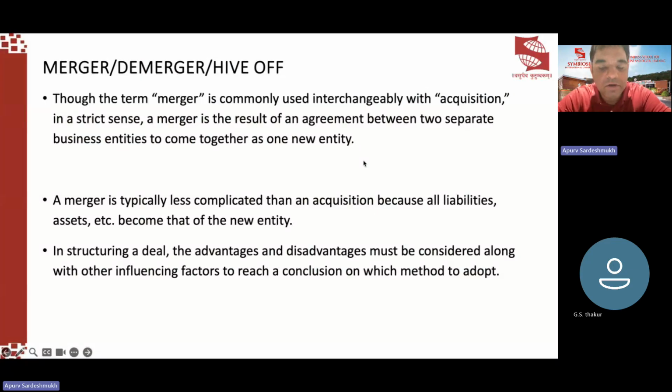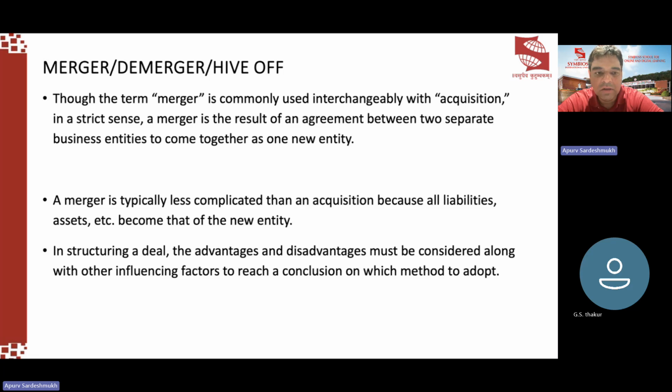Merger, demerger, or hive off is another way of acquisition. Although the term merger is uncommon, it's used very interchangeably and commonly with acquisition. Merger is a different process. Acquisition is when you acquire shares of the company, typically through contractual documents. A merger is when two entities come together to form a new entity, or one entity absorbs another entity in it, so that there's one entity formed. And in India, the merger is typically done through a court approved process.